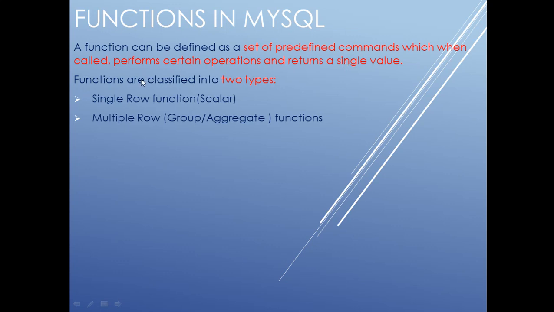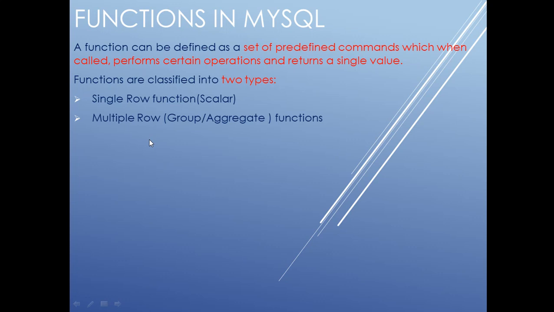There are two types of functions in MySQL. One is the single row function, which is also known as a scalar function, and the second one is the multiple row function, which is also termed a group function or aggregate function. These two are important for MySQL and for any database. First of all, we will see the single row function, its different categories and examples, which is important, and for the multiple row function also, what are the different categories of functions that come under it.